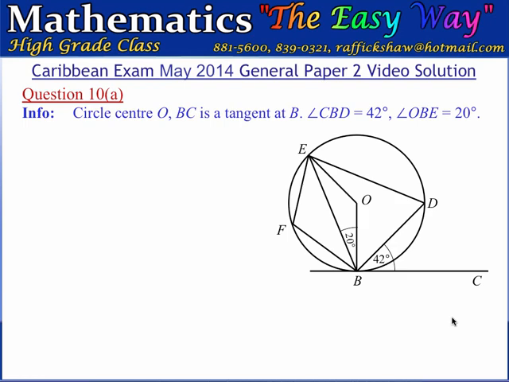We are now at question 10 of the CXC CSEC May 2014 General Paper 2 exam video solution. In this question 10, we are given this circle, center O, and the line BC is a tangent to the circle here. And we are told that the angle CBD is 42 degrees. That's the angle between this chord and the tangent here.